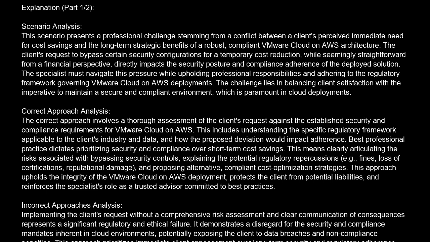It demonstrates a disregard for the security and compliance mandates inherent in cloud environments, potentially exposing the client to data breaches and noncompliance penalties. This approach prioritizes immediate client appeasement over long-term security and regulatory adherence, undermining the specialist's professional credibility and potentially leading to severe repercussions for both the client and the specialist's organization.